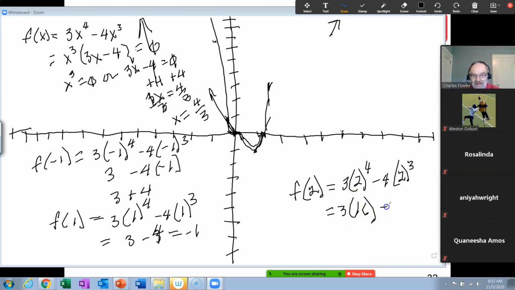Okay, minus 4 times, and we just said 2 to the 3rd power was 8. So what do we have here? 3 times 16 is 48 minus 32. That's going to be 16. Way off scale, okay? So before you ever get to this, you're way off scale here. So this thing's going up fast, very, very fast, never makes it to 2, okay?